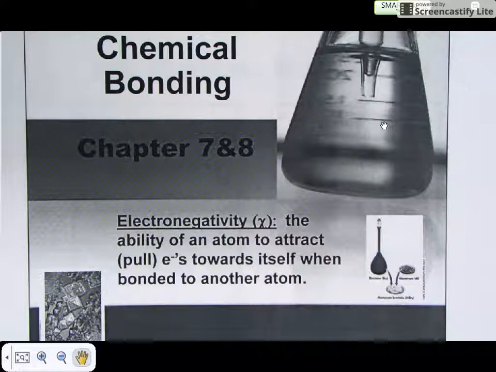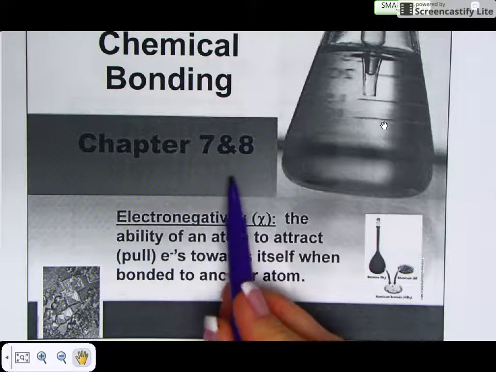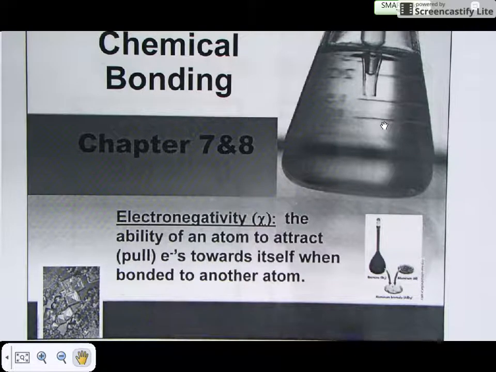And the reason we're focused on the valence electrons is because those are the electrons that take part in bonding, that participate in bonding. So today's lesson is on chemical bonding. It's an introduction to chemical bonding. And the information comes from Chapter 7 and Chapter 8 in our book.